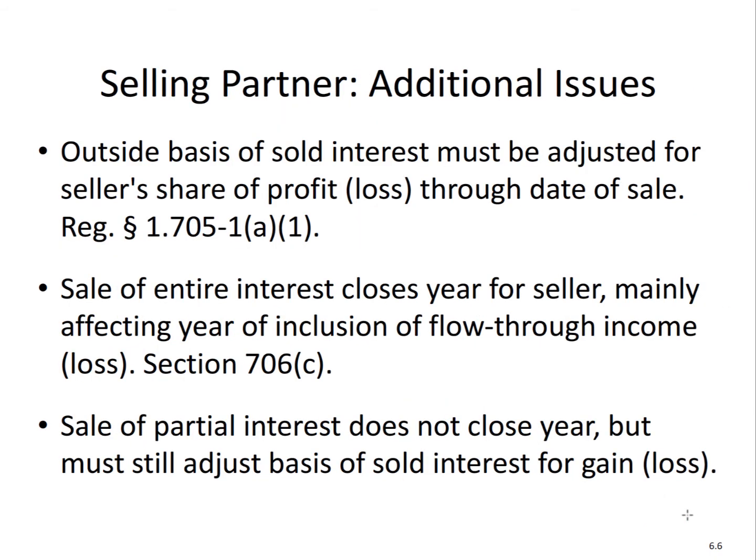So now some additional issues for a selling partner, and these are kind of beyond the scope of the general discussion, but outside basis of sold interest must be adjusted for seller's share of profit or loss through the date of sale. So this is what happens if throughout the year, you have to adjust first before the sale takes place for any profit or loss. So you have to allocate those Section 704 distributive share items.